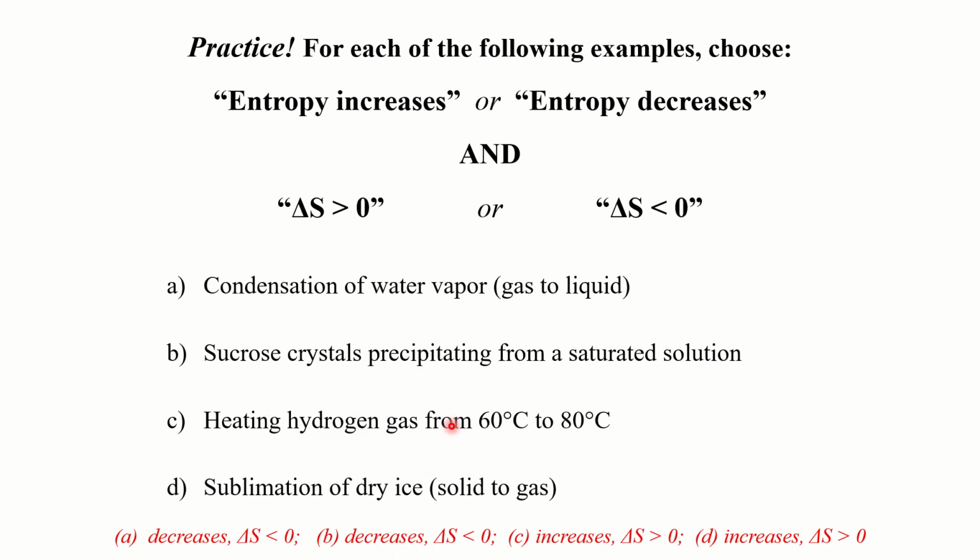Here, heating hydrogen gas from 60 to 80 degrees Celsius, anytime you increase temperature, you're increasing the entropy. The molecules in the system are moving around more quickly. They are more disordered. So that's an increase in entropy for letter C there.